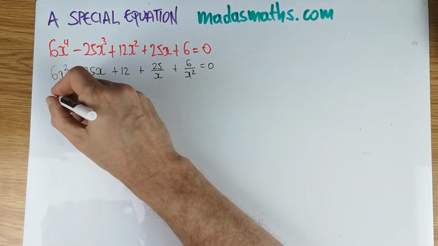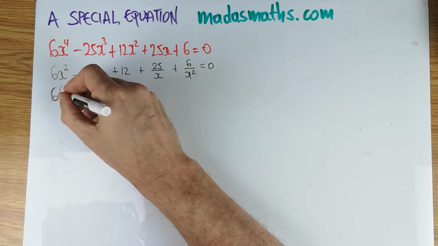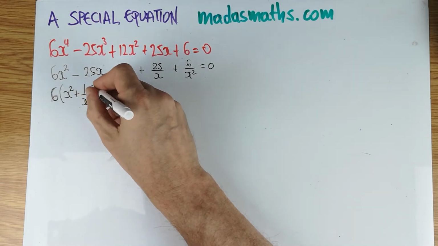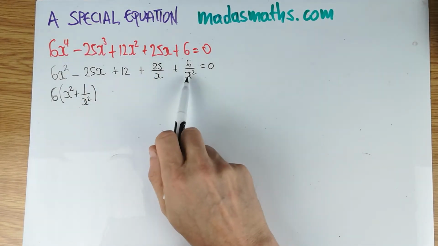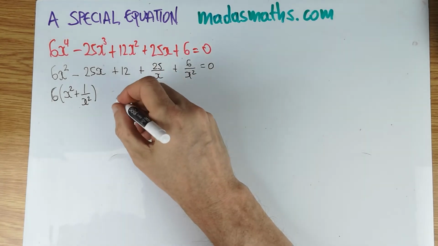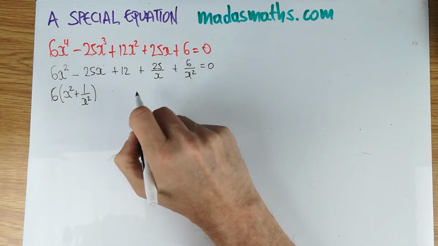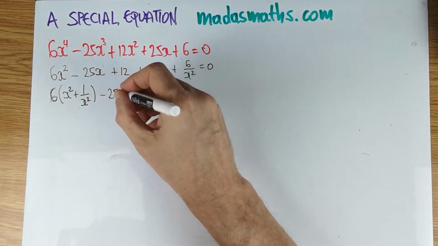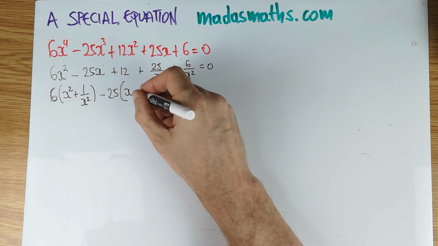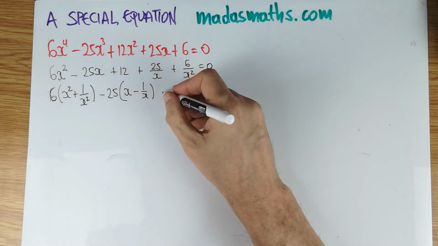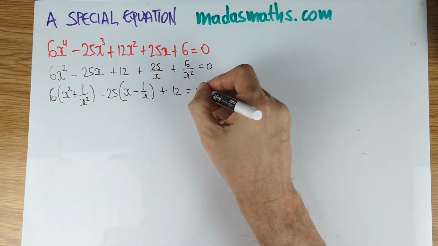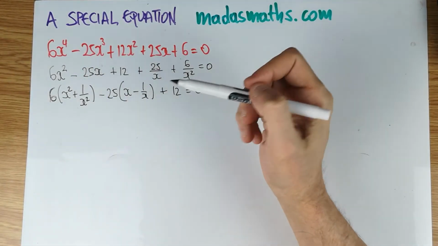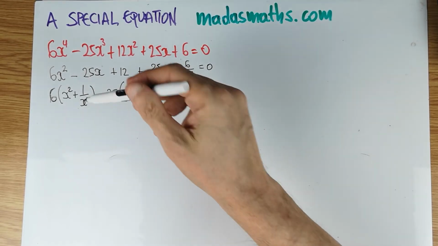So 6 is factorized out, and this is going to be x squared plus 1 over x squared. So this is the leading term and the last term. Then I'm going to put the x and the 1 over x, and the way it's written in there, I'm going to factorize a minus 25, and I'm going to have it as x minus 1 over x. And of course, we've got the plus 12 equal to 0. And that's what I meant. If we didn't have these minuses, it would be plus there, which makes life easier.